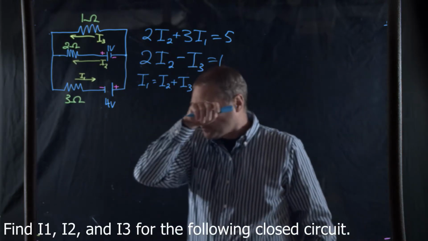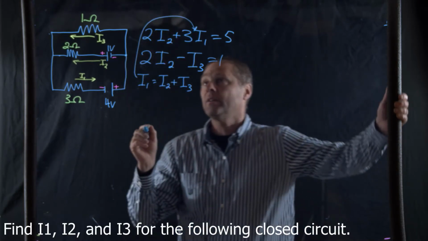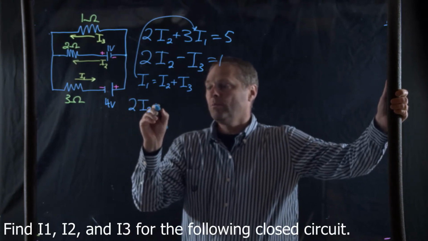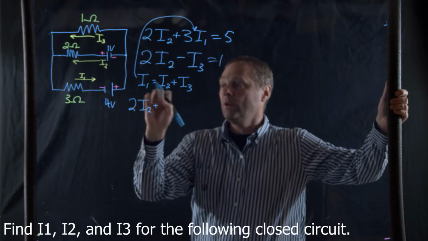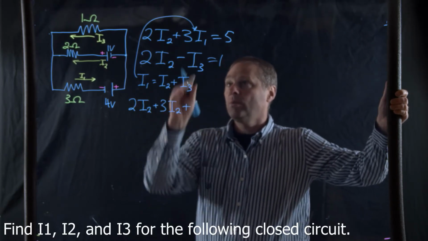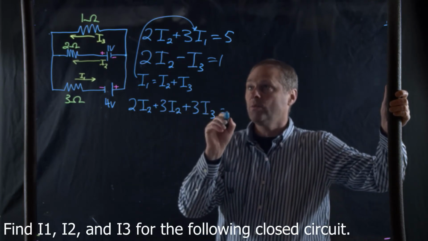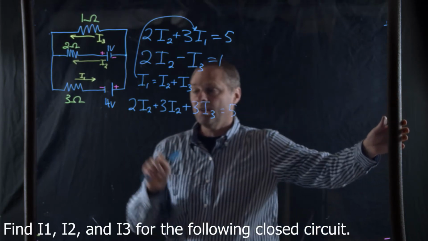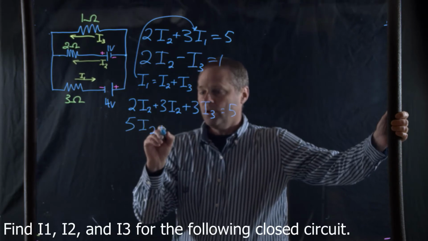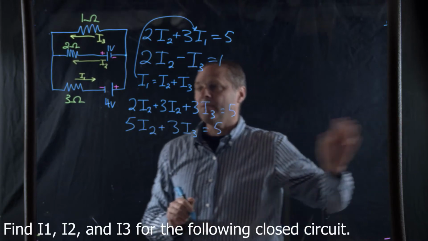Now, we can substitute this in for there. All right? So what we get is 2I2 plus 3 times I1, which would give us 3I2 plus 3I3 is equal to still 5. Right? We can combine this. We get now 5I2 plus 3I3 is equal to 5.